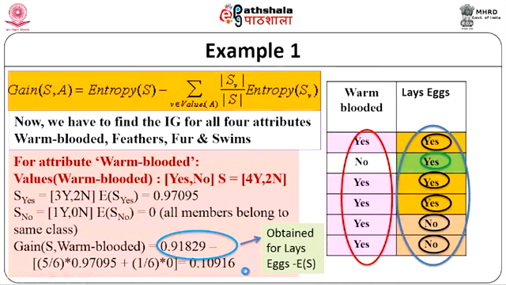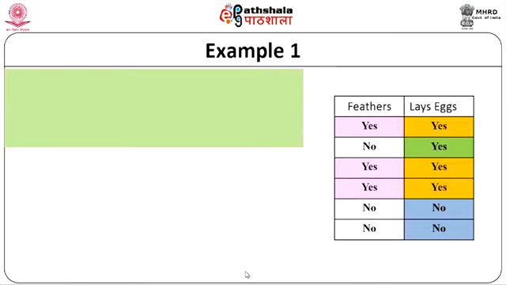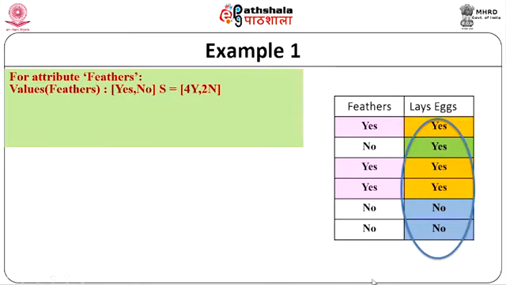Now let us take the next one, which is feathers. The entropy value of the entire set is the same as what we calculated before. Feathers has 3 yes values and 3 no values. For the attribute feathers, the values are yes and no, and the whole set has 4 yeses and 2 no's, which we saw before. Now, if you split according to feathers, for yes, how many yeses do you have? In that subset, you have 3 yeses and no no's.